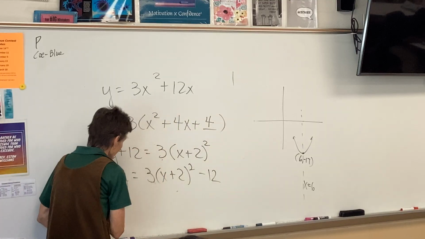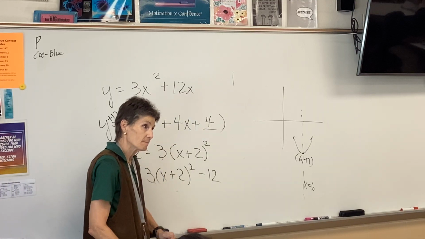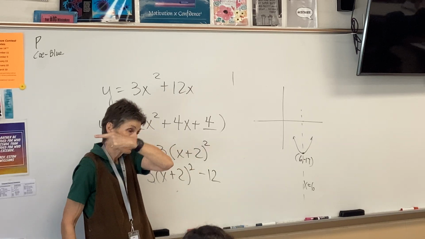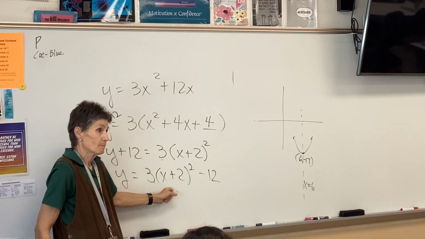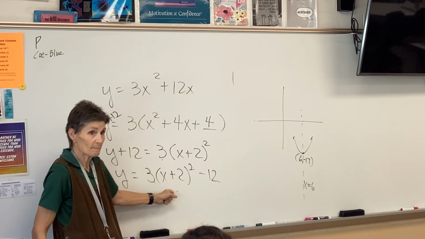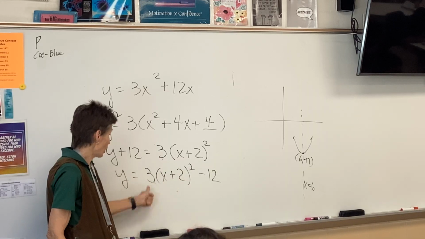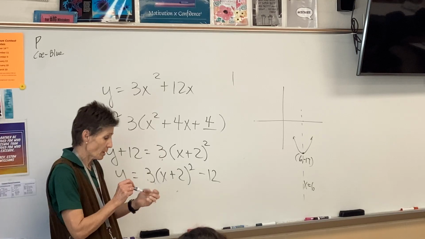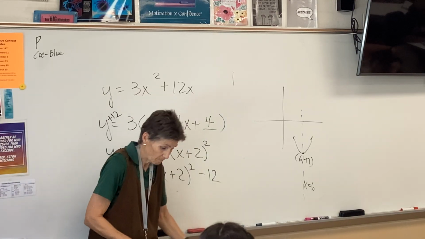So where's my vertex? Negative 2. Oh, yeah, negative 2. Negative 12. Remember, this means left. Graph it if you need to. That means left. Negative 2, negative 12. Opens up. And your axis of symmetry is x equals negative 2.